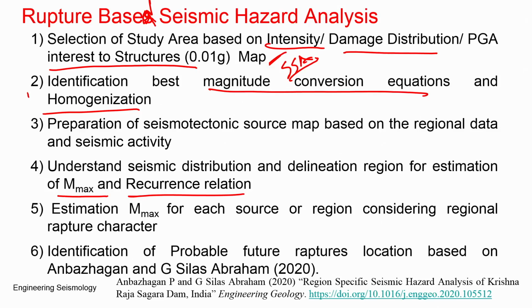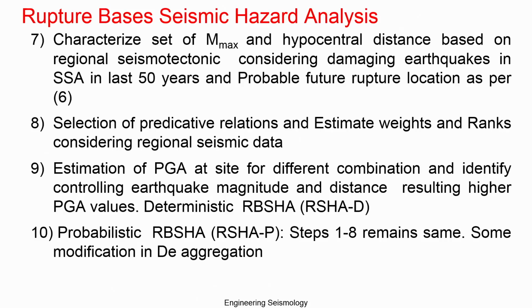This identification of the probable future rupture locations is very important. Conventionally, wherever Mmax is there, you add an increment and consider that for hazard analysis, but wherever there is no sufficient Mmax, you will be ignoring that source. In the regional rupture character method, we give more weightage to the active location where there is a minor earthquake but no big earthquake. So, that is the difference. That procedure and discussion you can also find in this journal paper, which was published very recently in Engineering Geology. Once you are done with that, you try to characterize the Mmax and hypocentral distance combination.